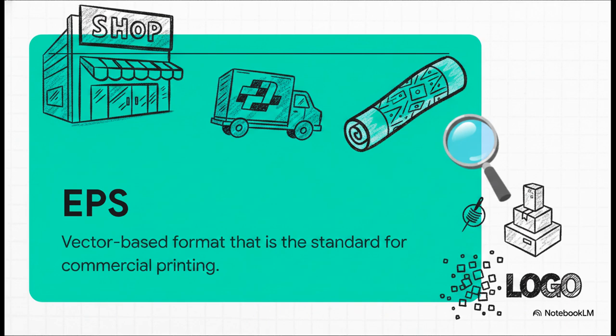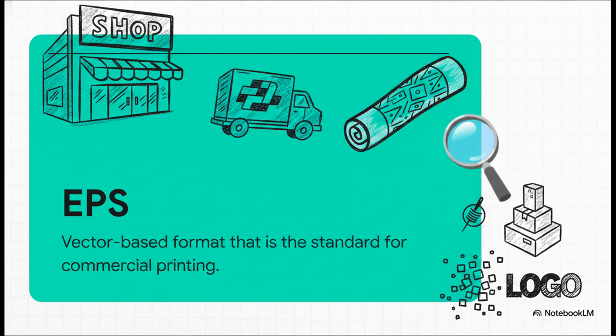Moving right along, let's look at EPS. This one is the absolute foundation of your physical brand. EPS is a vector-based format, meaning it scales infinitely. And even today, this is still the gold standard for professional commercial printing. We're talking shop signage, packaging, custom embroidery, massive banners, vehicle wraps, the whole 9 yards.